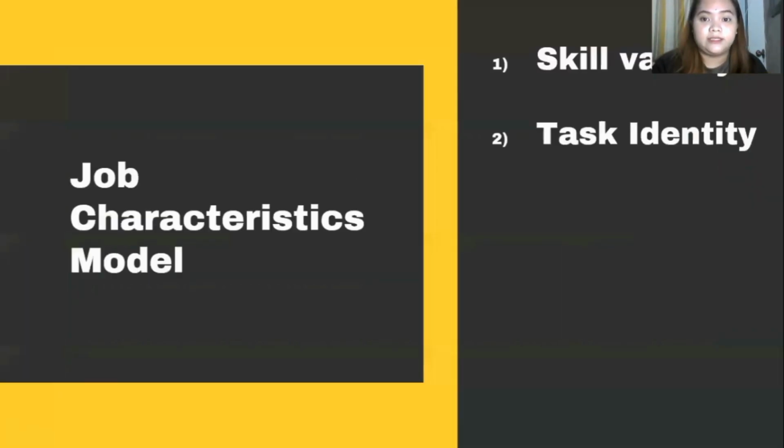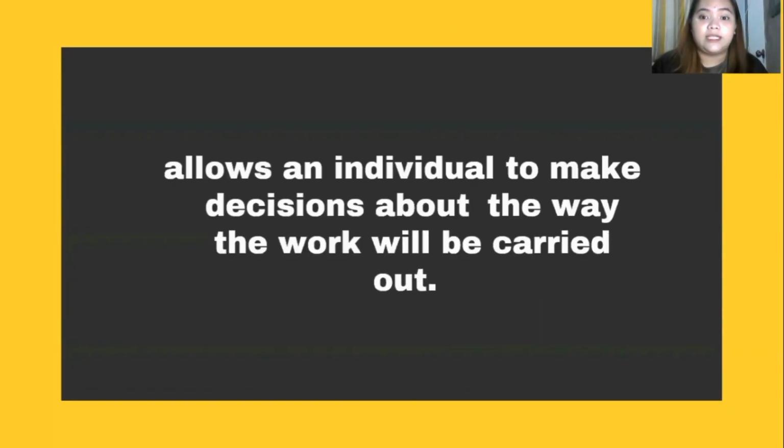So next characteristic is autonomy. Autonomy allows an individual to make decisions about the way the work will be carried out. Autonomy is all about the ability of the workers to act or perform on his or her own values and interests. So basically, autonomy means you are giving freedom to your employee to do their work on their own.